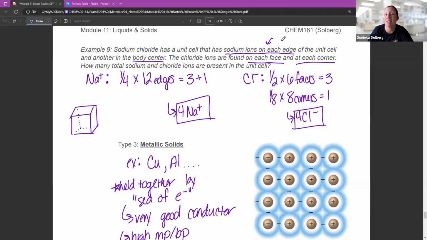It's on the edge, you get a 1/4 of it. So a 1/4 times 12, there's 12 edges in a cube, would be 3, plus the 1 in the body. So there's 4 sodiums. And then the chloride ions are found on each face and at each corner. That would be 4 chloride ions. So there's 4 of each in each unit cell. This is a different type of unit cell that we haven't talked about. So that was just an example. Again, that's why they get those brittle consistencies.